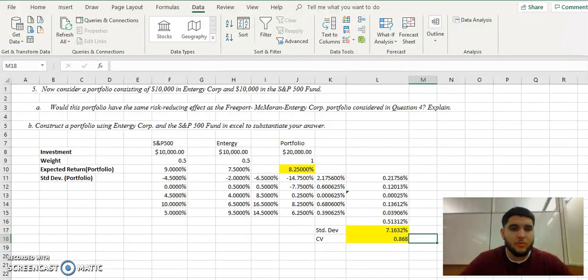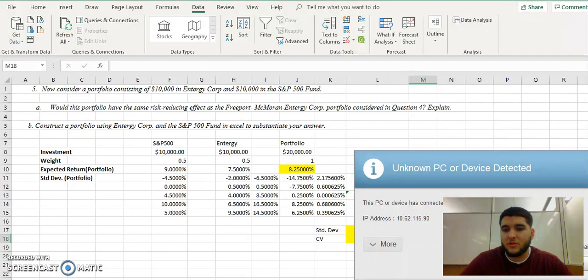Moving on to the next part, we were asked to consider a portfolio consisting of $10,000 in Entergy Corporation and $10,000 in an S&P 500 fund. It asks, would this portfolio have the same risk-reducing effect as the Freeport McMoRan and Entergy Corp portfolio considered in question 4? Not necessarily, it does not have the same impact. In this case, our expected return does increase. However, our standard deviation increased significantly. Like we said earlier, the higher the standard deviation, the higher the probability that we won't get that 8.25% return. So the higher the standard deviation, the less likely we are to get the actual return.